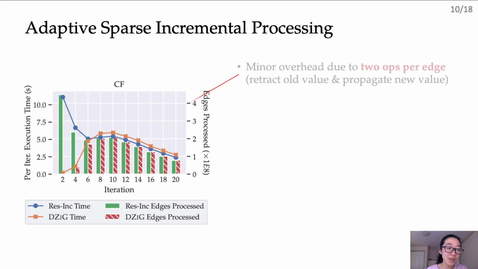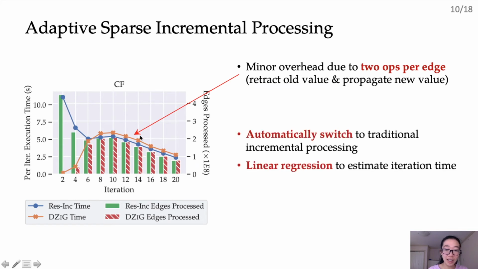But we observe that there is a minor overhead in our Delzero-aware processing, which becomes visible in the later iterations as the computation reduces. This is because dependency-driven incremental processing does more work per active edge. It retracts the old values and propagates the new values. The from-scratch baseline, on the other hand, just directly propagates the change. So when there are few active edges, this overhead is observed as a minor difference in performance.